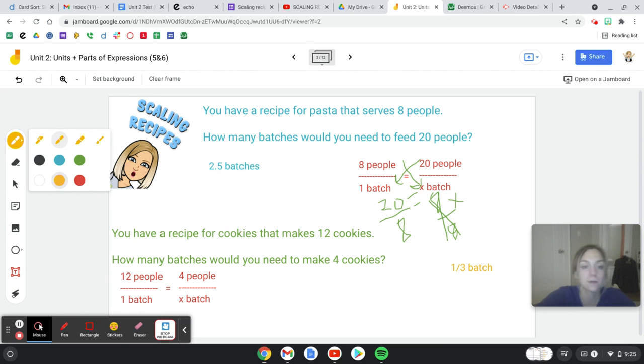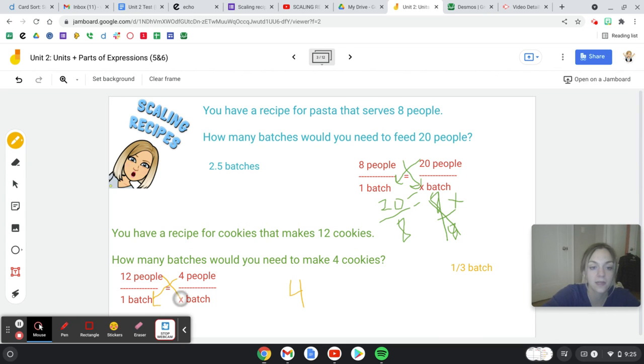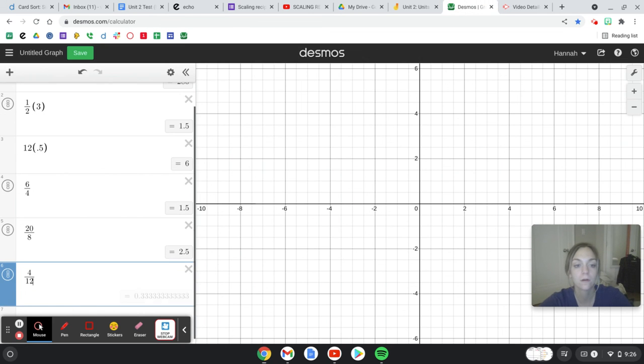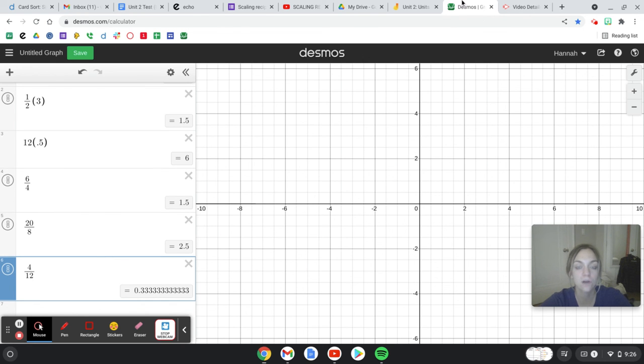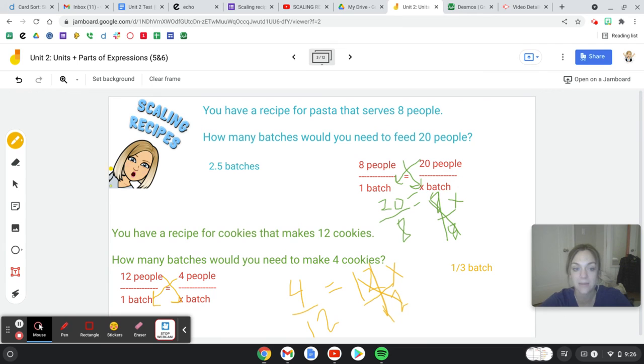So if I cross multiply, I get 4 times 1, which is just 4, and then I get 12 times x, which is just 12x. And then in order for me to figure out what x is, of course, I have to divide by the coefficient, or the number in front of x, which is just 12. I've got to do it on both sides. So these 12s are going to cancel. And then if I put 4 over 12 in Desmos, I get 0.333333, which I know is 1/3. So my answer is the same, 1/3 batch.